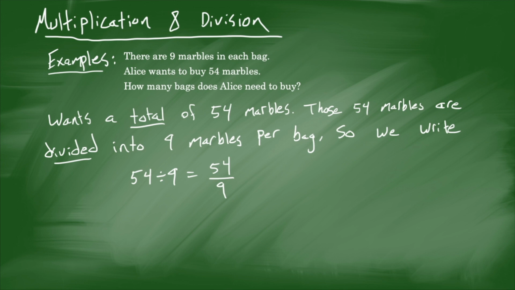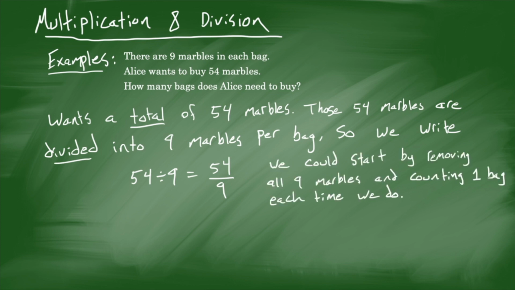Dividing is a bit of a different game from multiplying. Since Alice cannot yet buy them, she's going to have to imagine. But she can imagine removing 9 marbles from a bag and then counting 1 bag each time she does. So let's do that. We'd start with 54, and we would remove 9 marbles from that imaginary bag, and we'd get 45 marbles remaining. And we call that 1 bag.